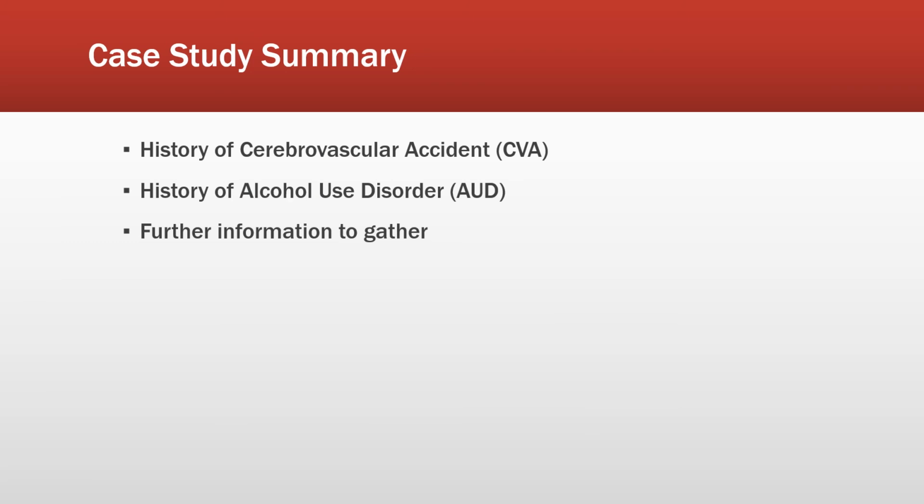The case study summary is that Mr. Lewis does have a history of CVA. In addition, he has a history of AUD, and together that can muddle the waters of exactly what's happening here with his lab work. And then there is still further information that we need to gather for him.